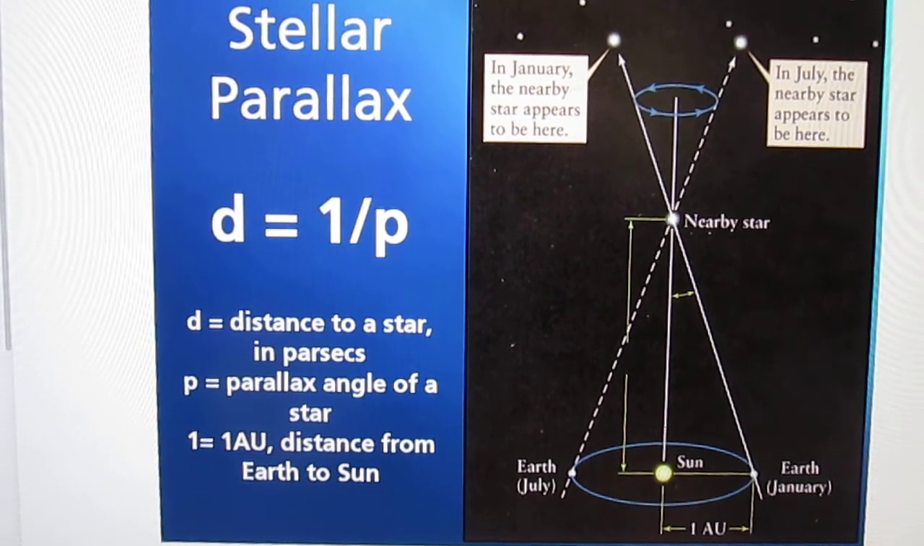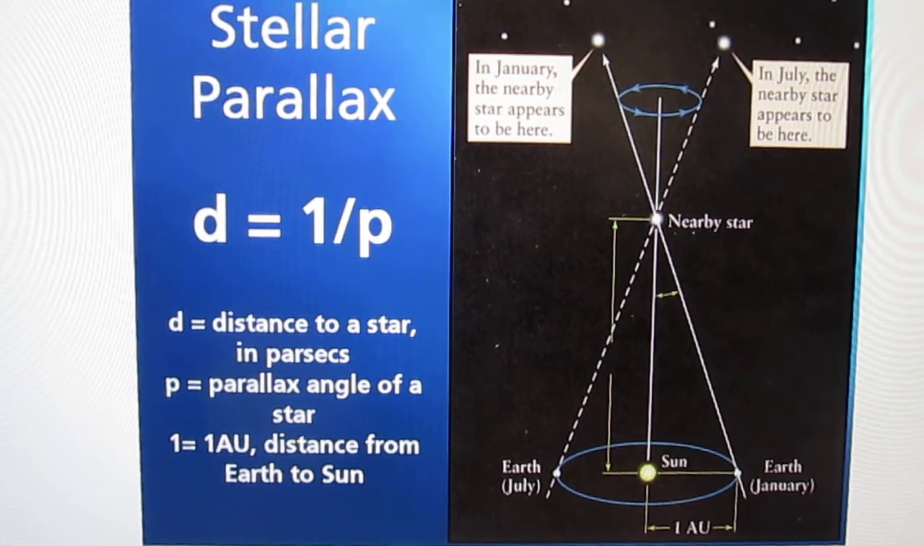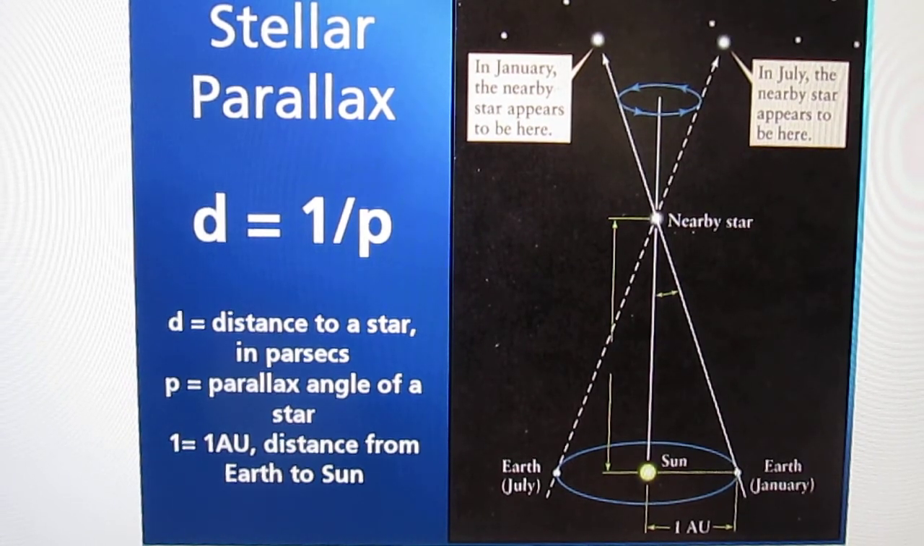The first stellar parallax measurement was made in 1838 by Wilhelm Bessel, a German astronomer and mathematician. For a review on stellar parallax, please revisit the Module 2 presentation.